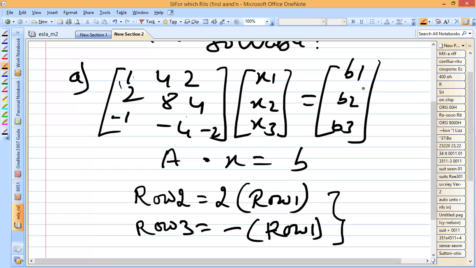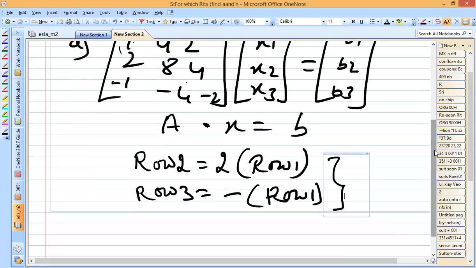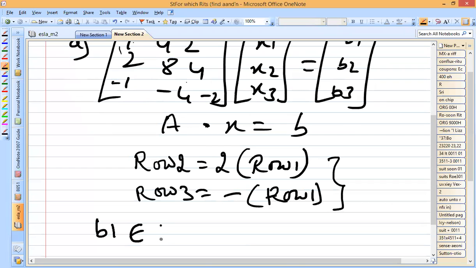So the right hand side we have, b1, b2, b3, should have the same relation. What should be the element b1? b1 should simply belong to the real numbers R. Row 1 elements are not going to change, so the condition for b1 does not change.